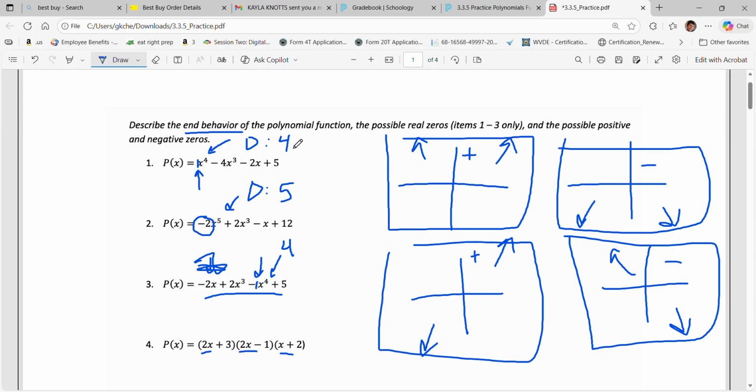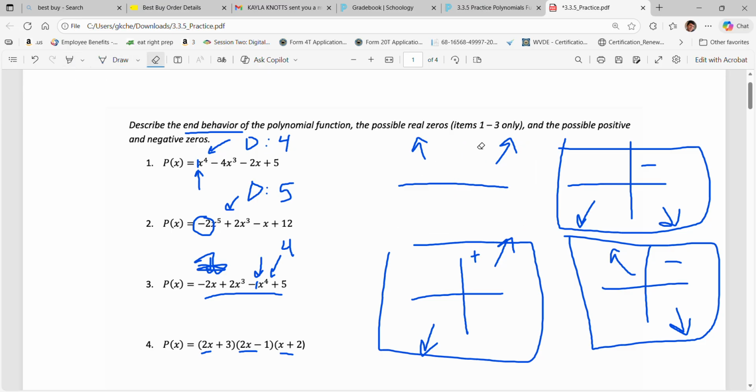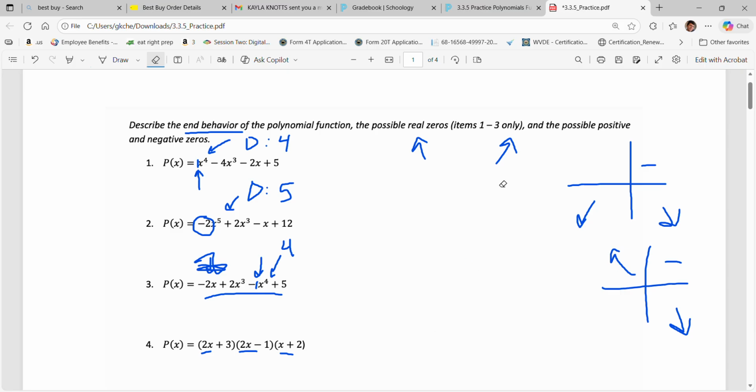As far as finding possible zeros, give me a second, I need to clear this up because this will take some more space.